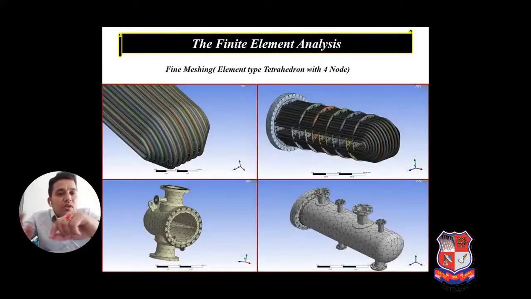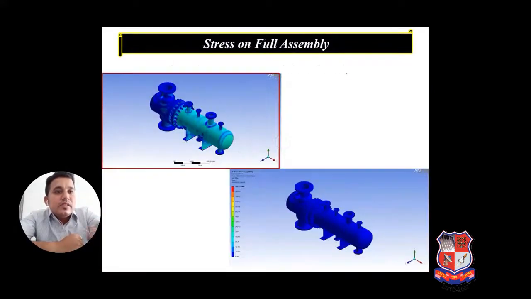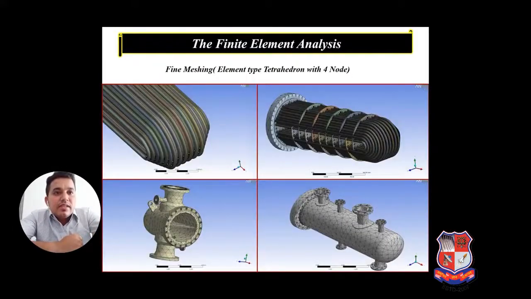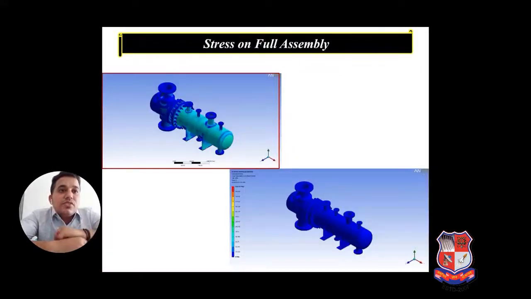Let's look at the objects. Here are the tubes, the shell tubes. Here are the baffle plates as well as the rings. This is another part, and here is the main shell. Now, after applying this load, we look at the stress on the full assembly.